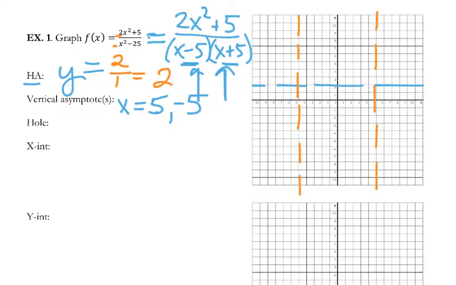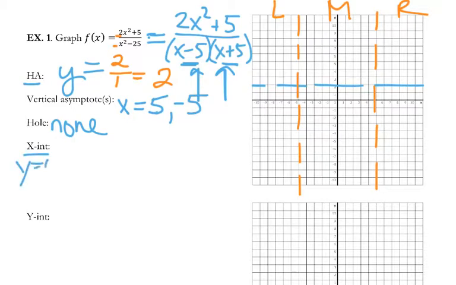Okay, so we actually have 3 sections to our graph now. We have left, middle, and right. So it's starting to get interesting. Do we have any holes? Well, there aren't any factors that cancel, so we can write none, or NA.